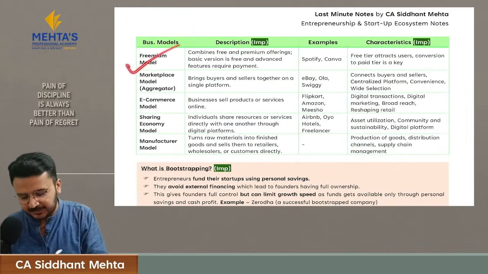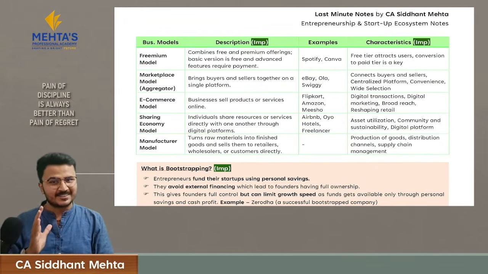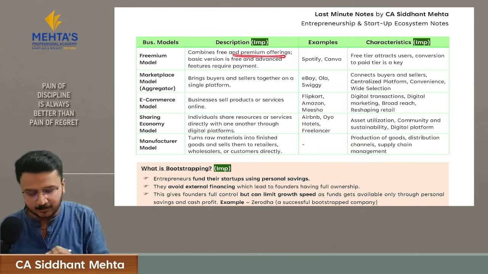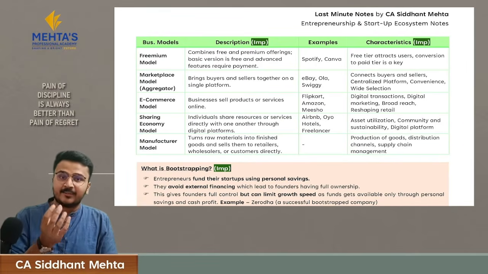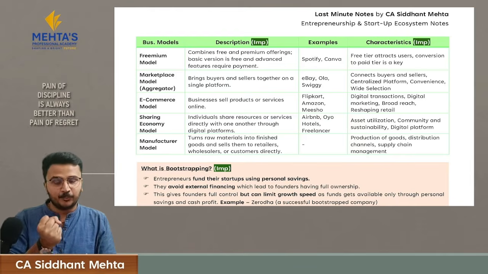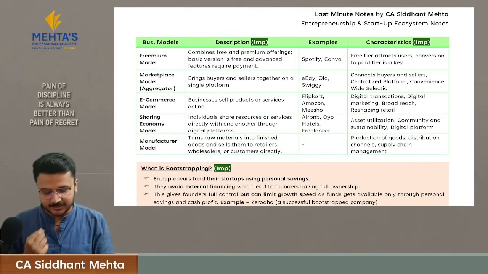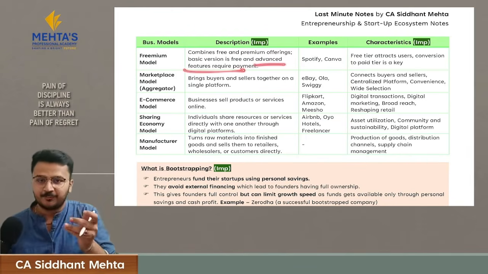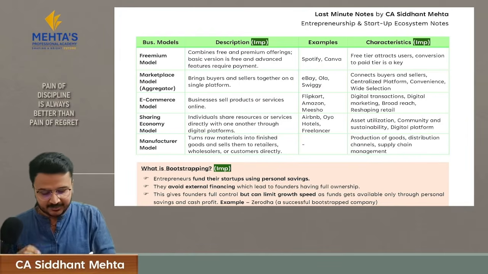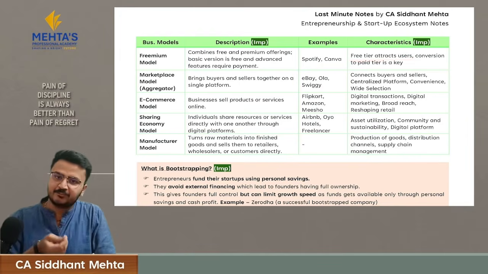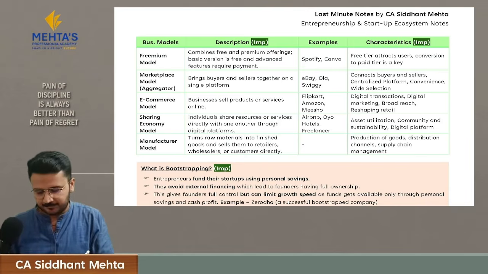Then there is the freemium model. Here you combine some free features and premium offerings. You provide a basic version for free, then you attract the consumer, make him attracted to your product, and then you start to give the advanced features which require a payment, which is done by Spotify and Canva. Your free tier attracts users, and conversion to the paid tier is the key.